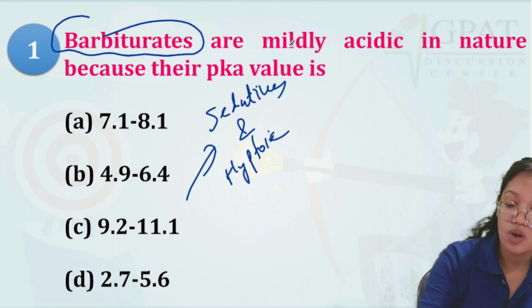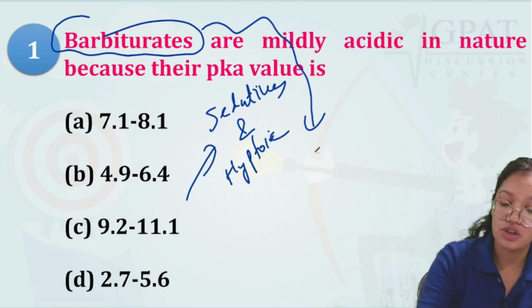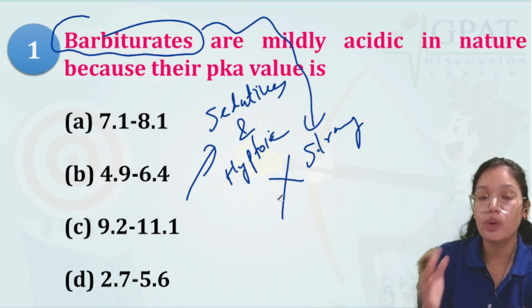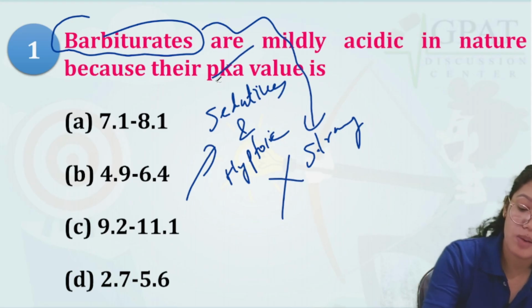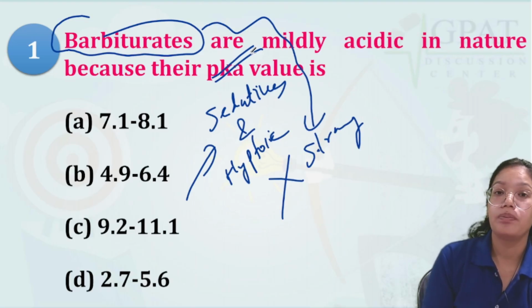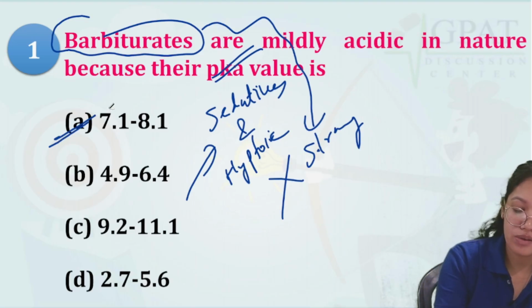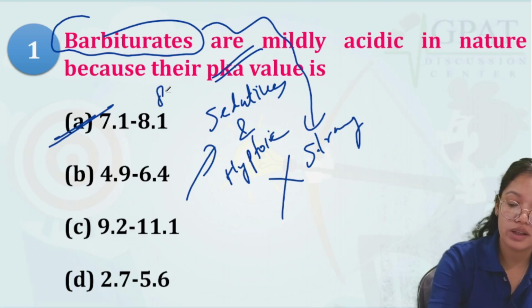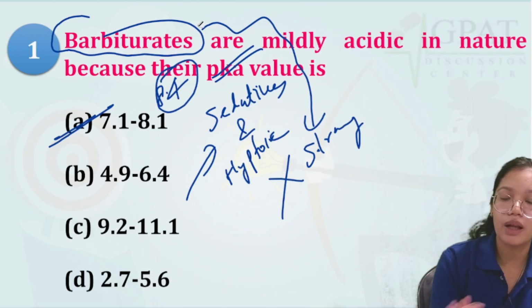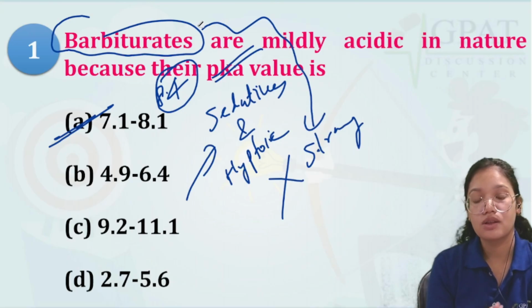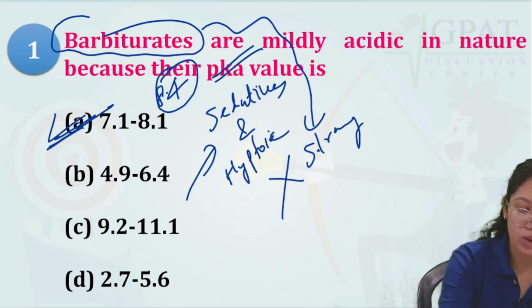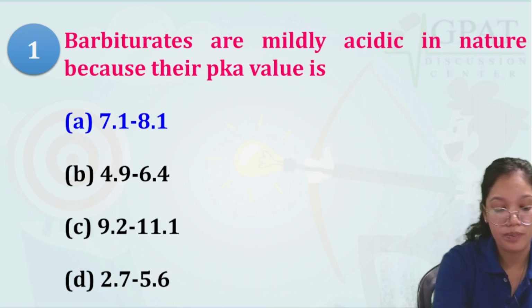Now this barbiturate acidic nature is not very strong. They are not the strong acids, they are the weak acids. And if we talk about their pKa value, it is about 7.1 to 8.1, or we can sometimes also consider it 8.4. So about 7 to 8 it comes. So it is a type of weak acid with pKa value of 7.1 to 8.1. So first is the answer.